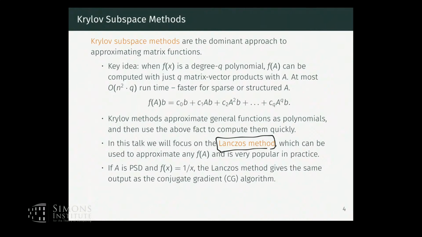Just so you have a frame of reference, if A was positive semi-definite and f was 1 over x, this Lanczos method I'm going to discuss gives exactly the same output as the conjugate gradient algorithm. It's a slightly different algorithm. In finite precision, it will behave slightly differently, but they're mathematically equivalent algorithms.